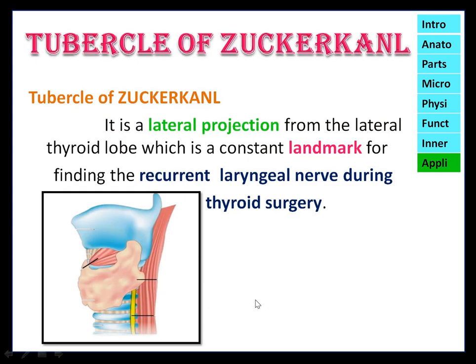Tubercle of Zuckerkandl. This is a lateral projection from the lateral lobes of the thyroid gland. It is a constant landmark for finding the recurrent laryngeal nerve during thyroid surgery.